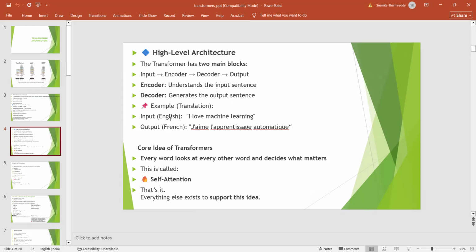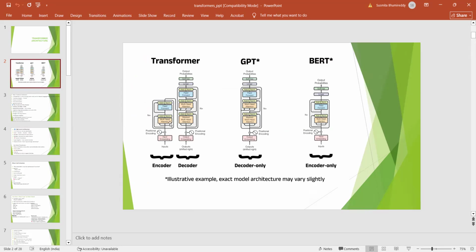So the decoder will generate the output based on the input we have given. This is an encoder and this is a decoder. Transformers are specially designed for tasks like translation, summarization, and question answering. In this architecture, we have an encoder and a decoder. The encoder is for understanding the text and the decoder is for generating the output.